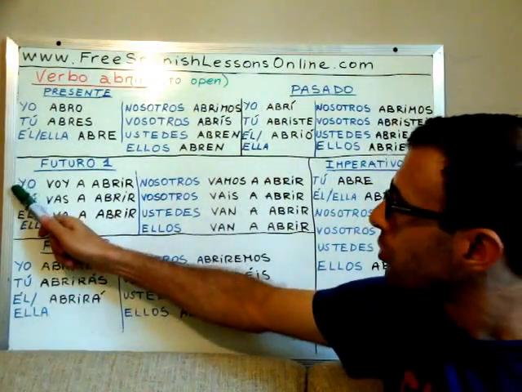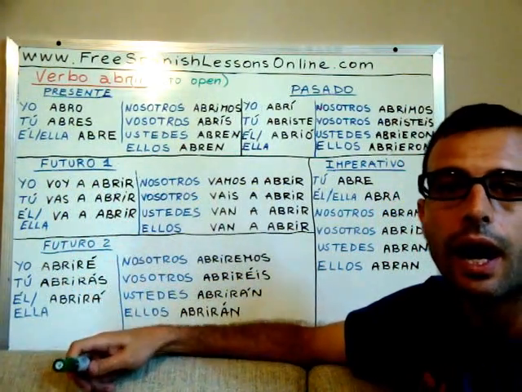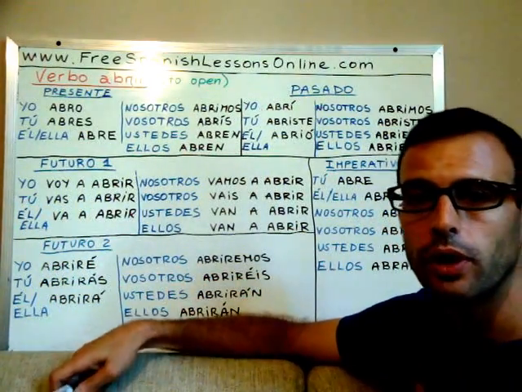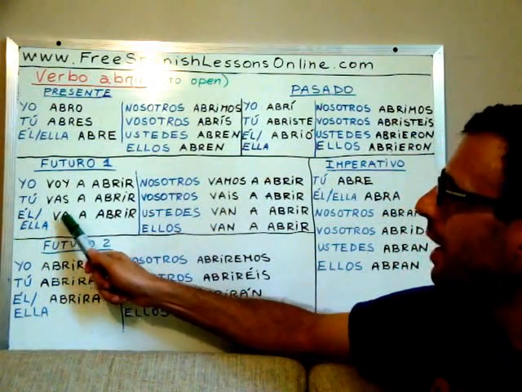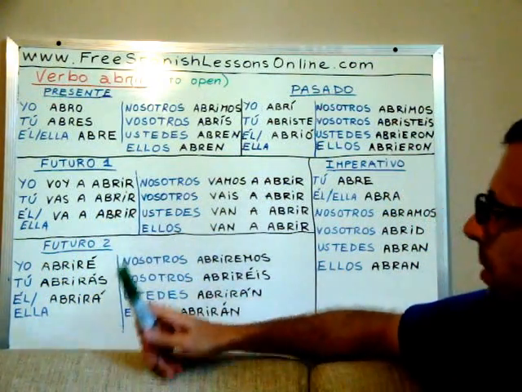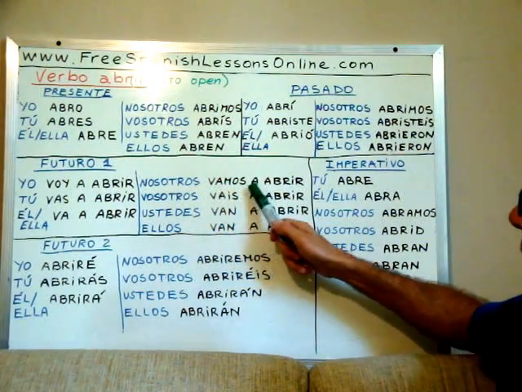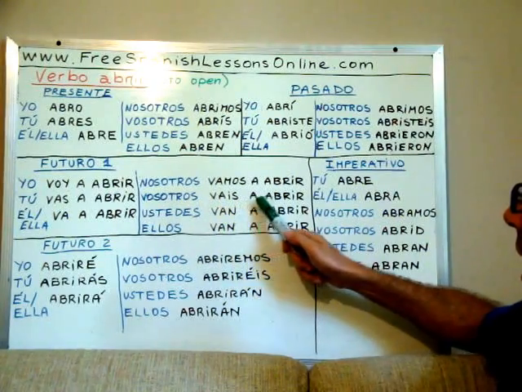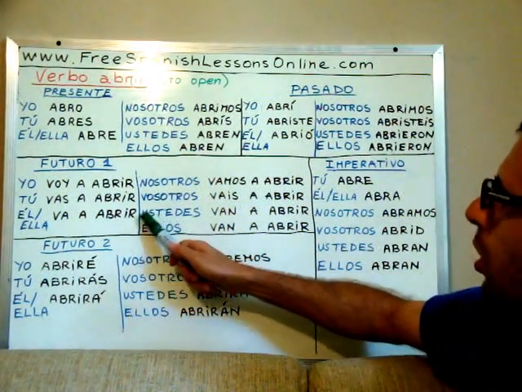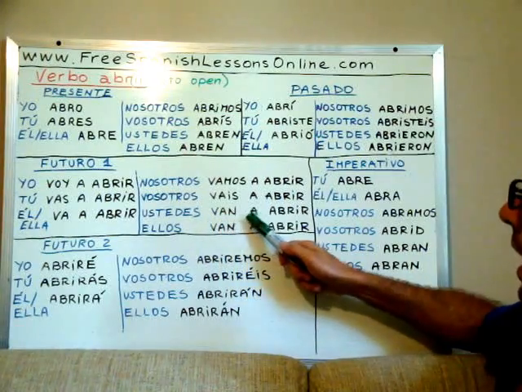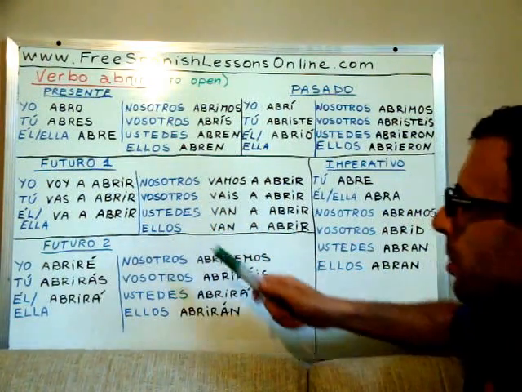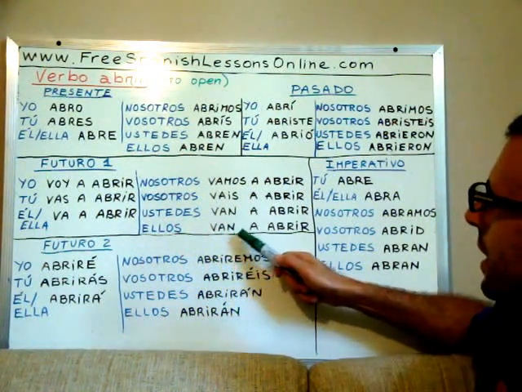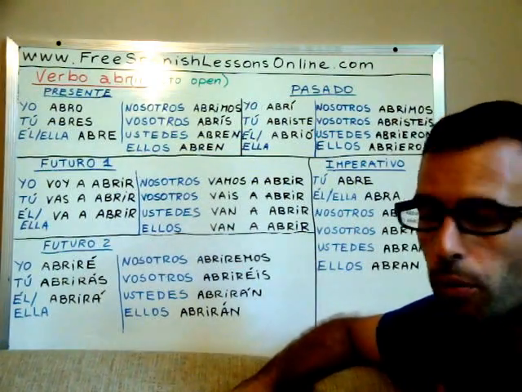Let's see. Yo voy a abrir. I will open, right? Tú vas a abrir. You will open. Él va a abrir. He will open. Nosotros vamos a abrir. We will open. Vosotros vais a abrir. You will open. Ustedes van a abrir. Also, you will open, but as spoken in Latin America. Ellos van a abrir. They will open.